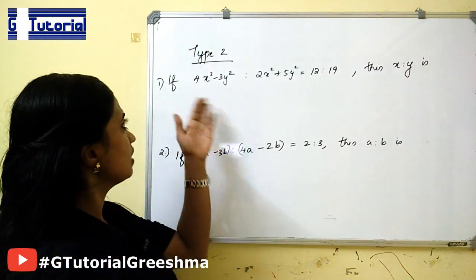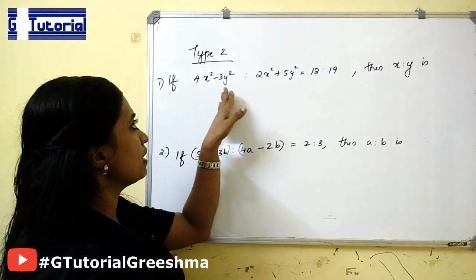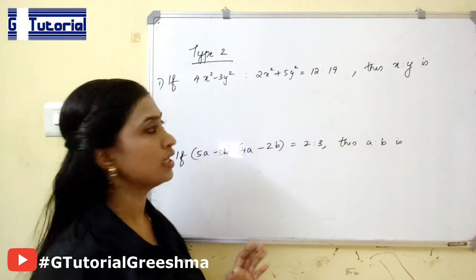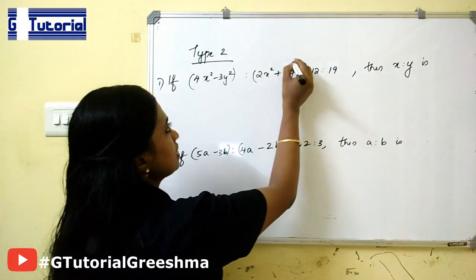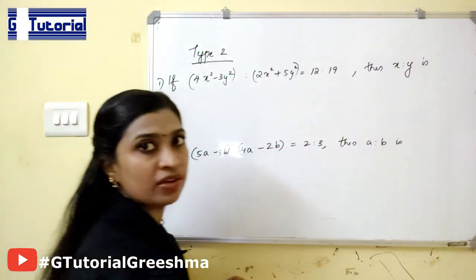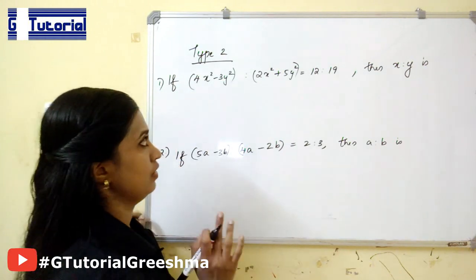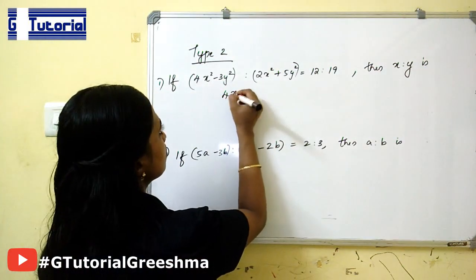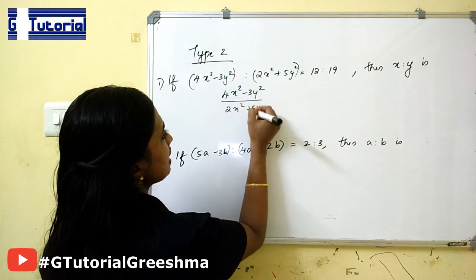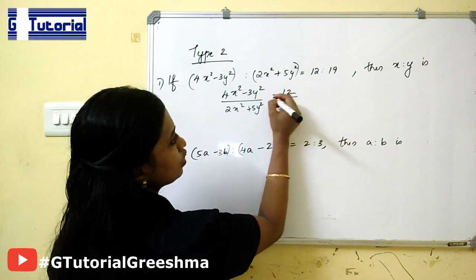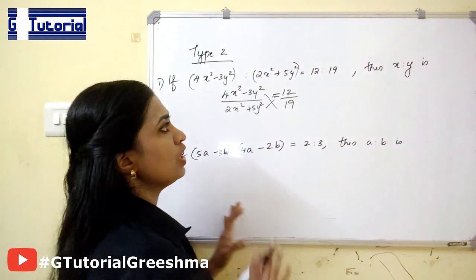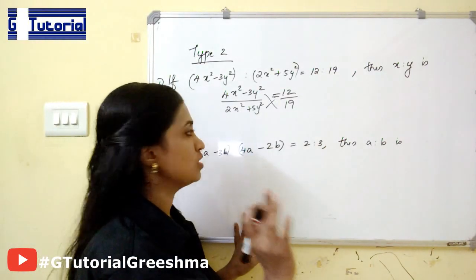The second type of problem is like this. If 4x square minus 3y square is to 2x square plus 5y square is 12 is to 90, the ratio between these two quantities is 12 is to 90, and we are asked to find the ratio x is to y. This is what is given, and this is equal to 12 by 90. Just cross multiply and solve. You will get the value of x by y, or the ratio x is to y.